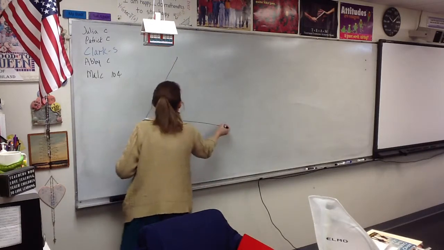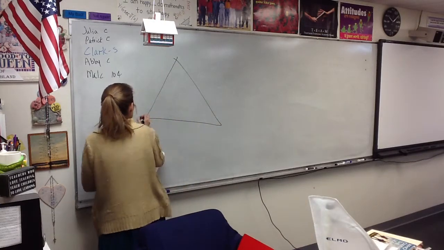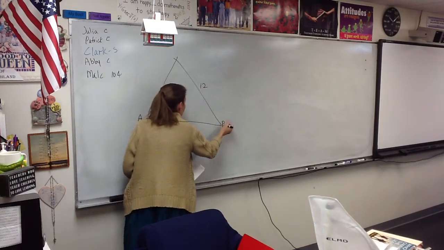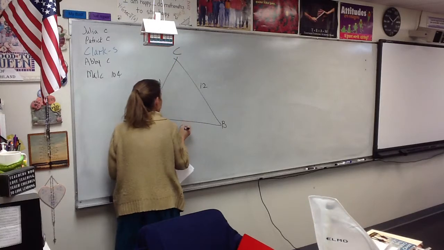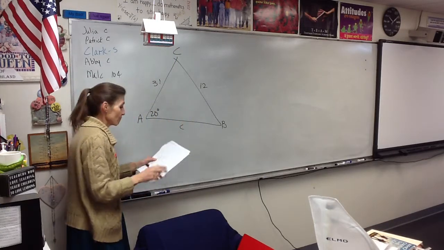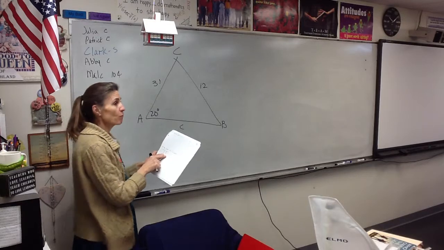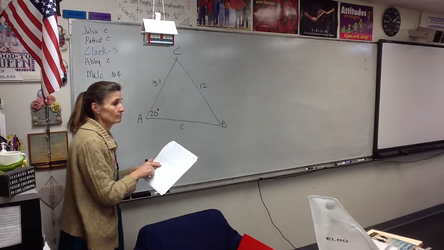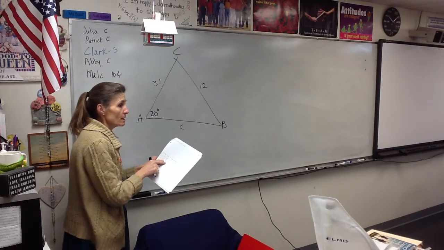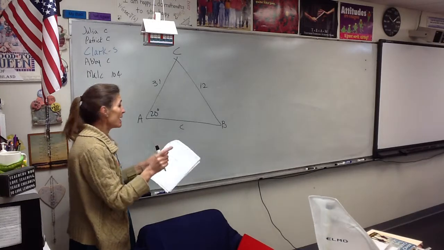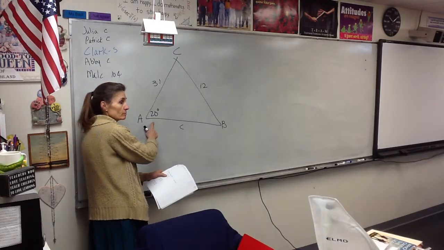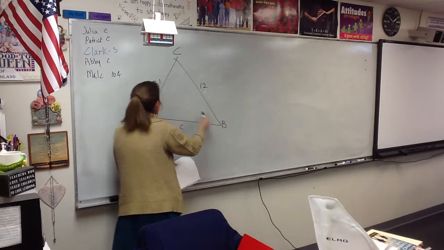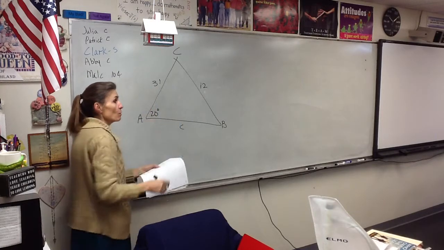And we are going to draw a picture of triangle 2A. It says A is 20 degrees, side A is 12, side B is 31. Now, I have drawn a picture from data. This is page 41, problem 2A. It says angle A is 20. Side A is 12. And side B is 31.